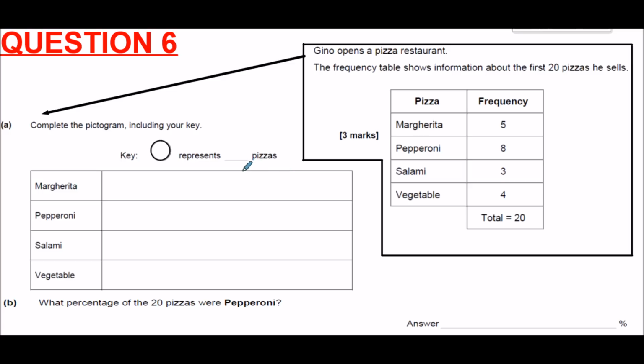And we can use any key we want to. And so each circle could be 2 pizzas, could be 10, but keep it simple if possible. If we have a look at these numbers here, these numbers are small and manageable. So the simplest key I can think of is that each circle represents just 1 pizza. And so for margarita, if we've got 5 margarita pizzas, if each circle is 1 pizza, we need 5 circles.